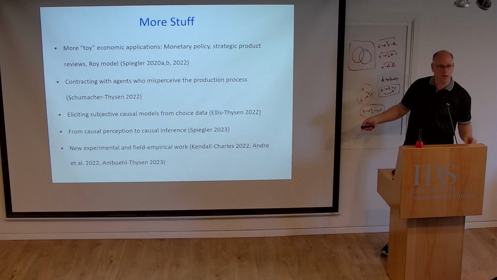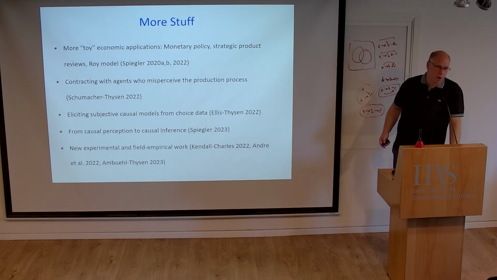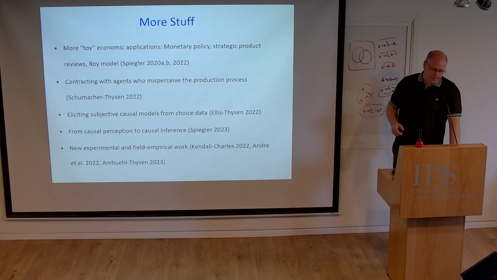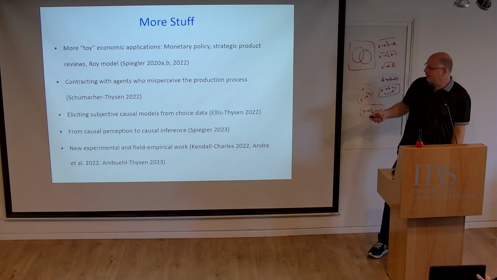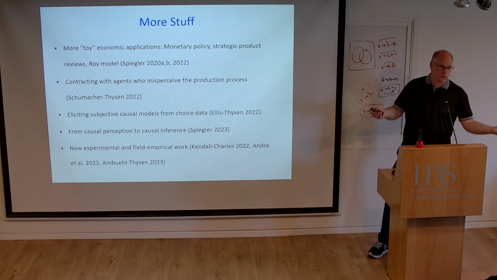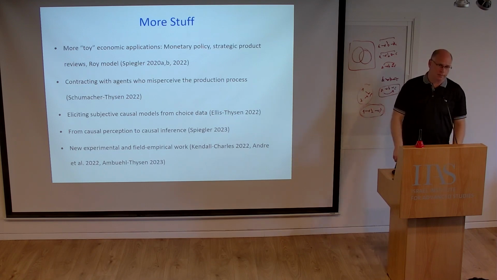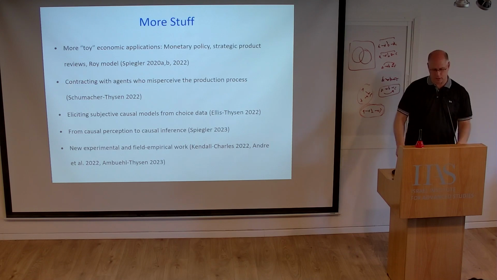A new paper is trying to focus on the question of how people draw causal inferences from observational data, rather than thinking about how they misperceive causal relations. And there's some new experimental and field empirical work, again trying to tease out people's subjective narratives and causal models from either experimental data or field data. This is just very preliminary, and I'm not an expert, but I'm mentioning this because I think it's potentially interesting.